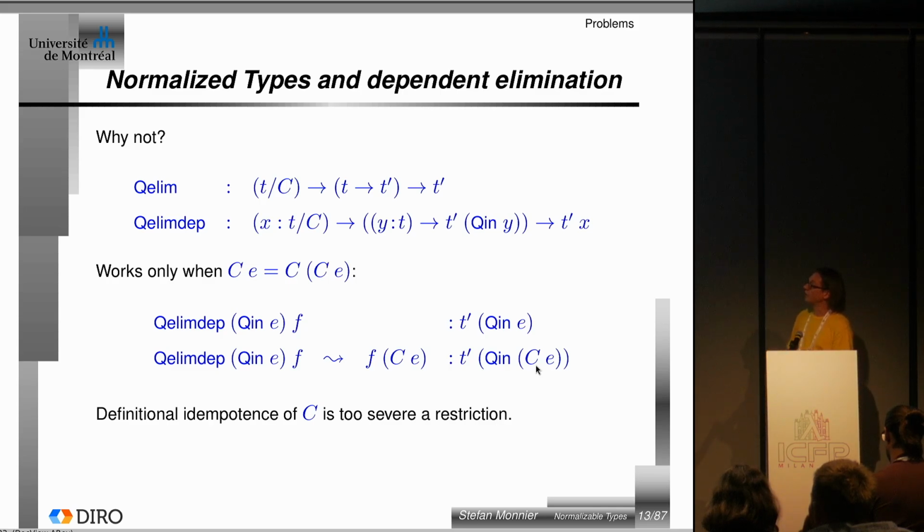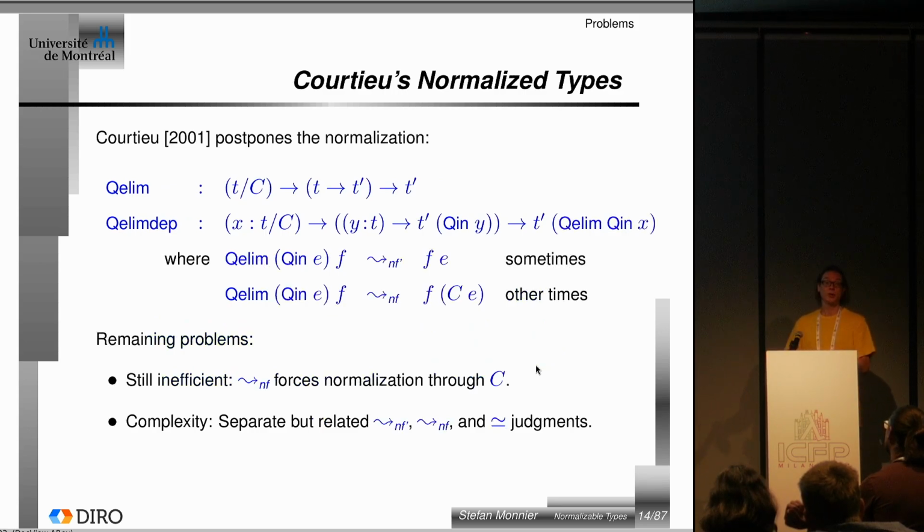Well, it turns out that it actually is a very strong restriction because it doesn't just need to be idempotent, but the type checker needs to be able to discover this on its own. And type checkers aren't very clever usually. So, it's too severe a restriction. We can kind of work around it somehow, but I'm still not very happy with it. So Courtier in 2001 had a solution to that. I'm not going to get into the solution, just to summarize the problem.